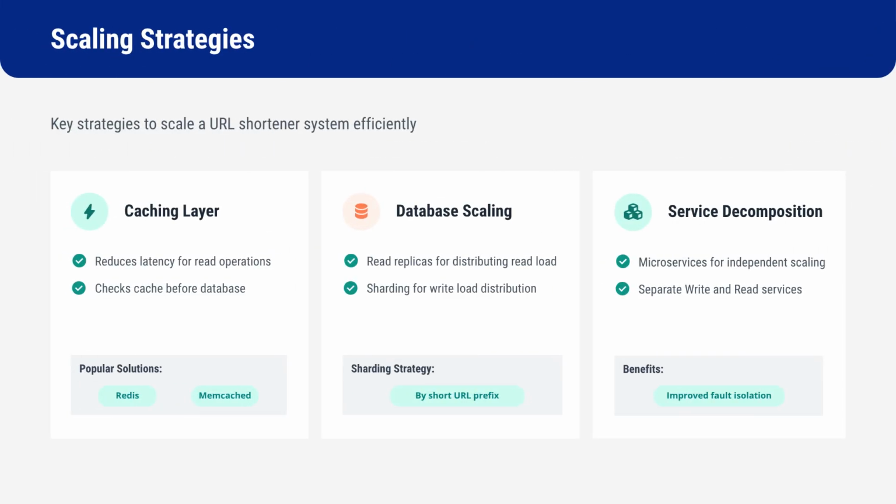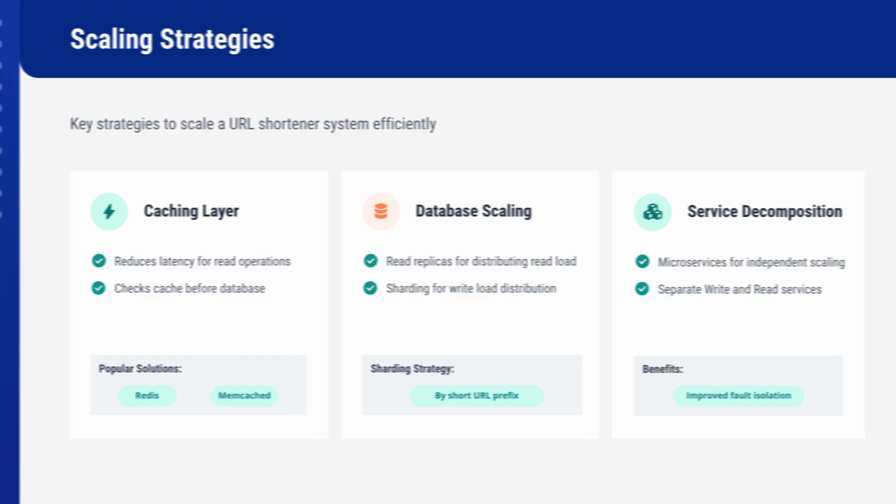Okay, our system works. Now let's scale it. Caching layer. We'll use Redis or Memcached so redirects happen in milliseconds. Database scaling. Add read replicas to spread the load, and shard data by shortcode prefix if writes grow huge. Service decomposition. Split write and read services into microservices. That means each can scale independently and failures are isolated. With these layers, the service can easily handle billions of redirects per day.